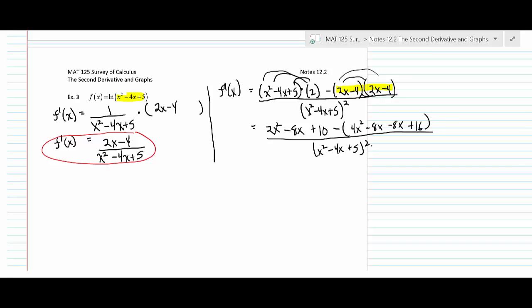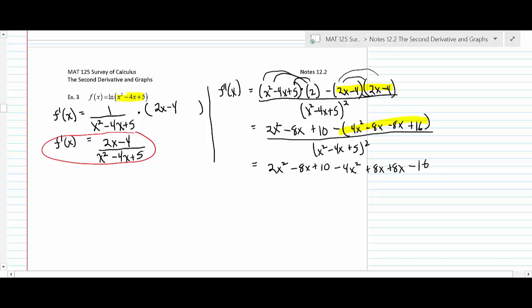Does everybody have a question about what I'm doing so far on the second derivative? Okay, let's put all the like terms together. Be careful about that distributing part here, and be sure you change all those signs. So you're going to have 2x squared minus 8x plus 10 minus 4x squared plus 8x plus 8x minus 16. You could collect like terms inside that parenthesis before you do that if you want to.